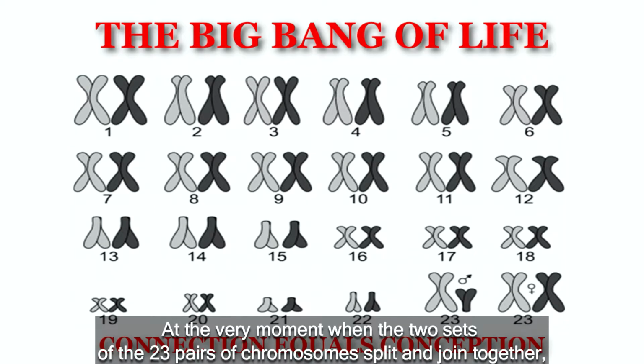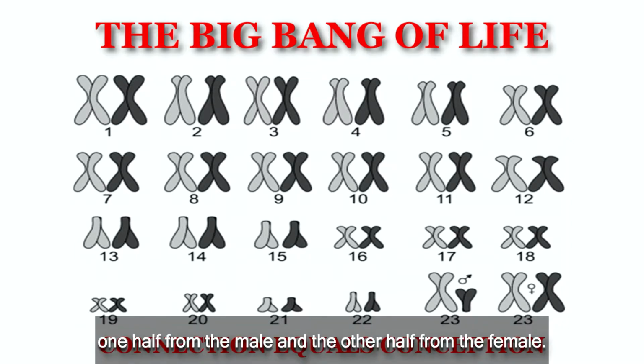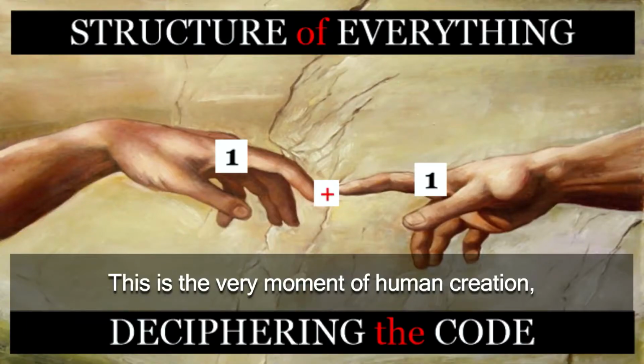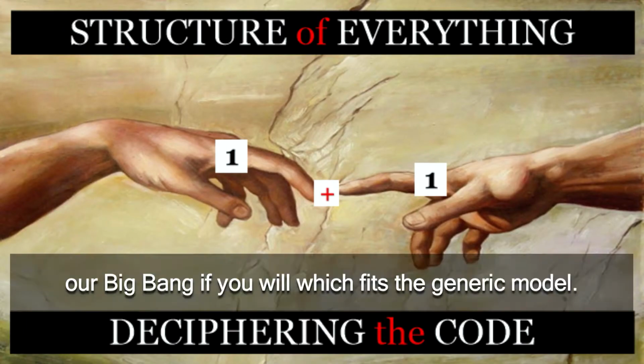At the very moment when the 2 sets of the 23 pairs of chromosomes split and join together, one half from the male and the other half from the female. This is the very moment of human creation, our Big Bang if you will, which fits the generic model.